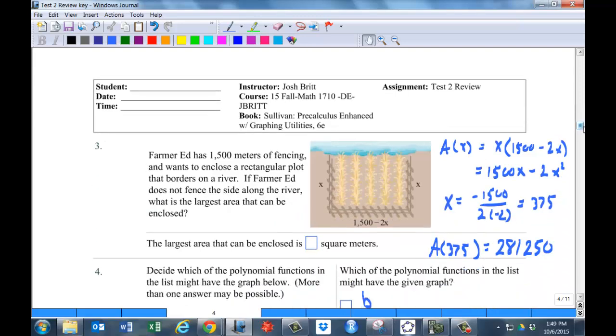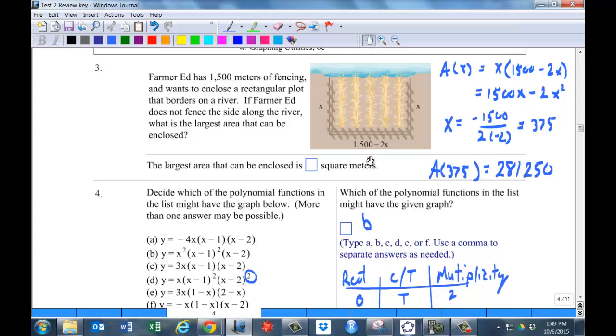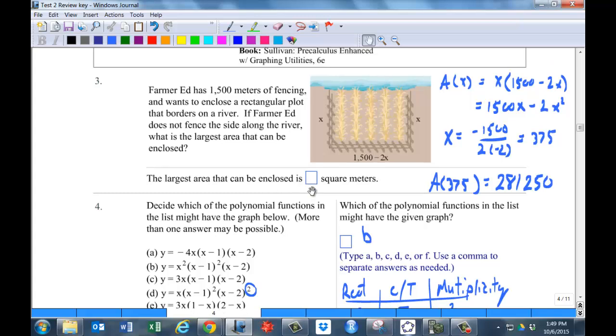Okay, question 3. We have a farmer who has 1,500 meters of fencing and wants to enclose a rectangular plot that borders a river. So he's not going to use fence along the river. So he'll have two of these x lengths, and then the width, of course, will be 1,500 minus the two x's, and that will give him the length. So what's the largest area that can be enclosed?